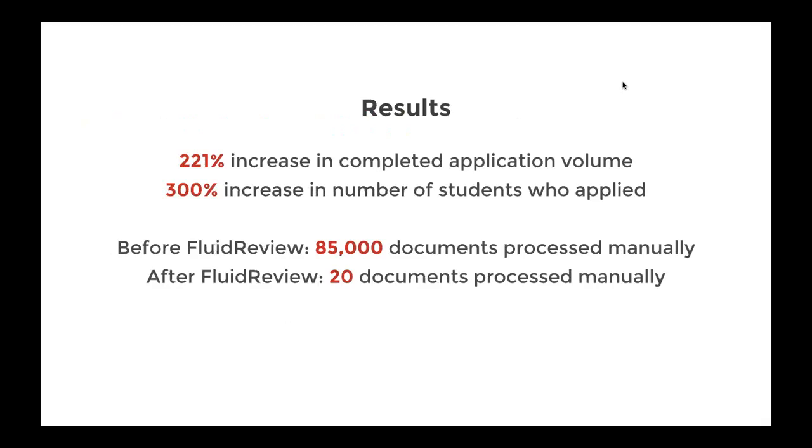And the result was a 221% increase in completed applications, and a 300% increase in the number of students who applied. Before, 85,000 documents were being processed manually by the administrators. After FluidReview, it was 20. So this was roughly 3 months of administrator time spent manually processing. Imagine what they could do with those 3 months afterwards. They could focus it on growing their program, promoting scholarships to students, and building donor affinity.